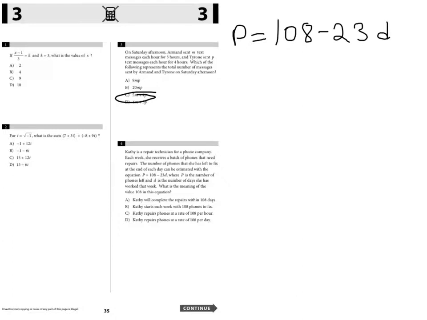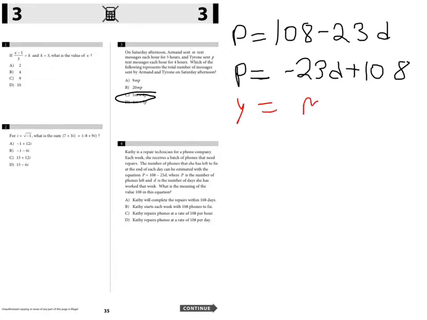So I've just rewritten this equation here, and I'm going to rewrite it again. P equals negative 23D plus 108. I just switched the terms. I did this for a reason. If we look at this equation now like this, hopefully it's sticking out at this point, but this equation is actually just a linear function. y equals mx plus b. Does that look familiar? In this case, m is our slope and b is our y-intercept.